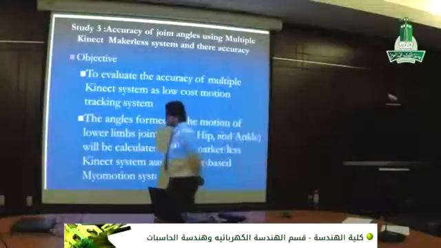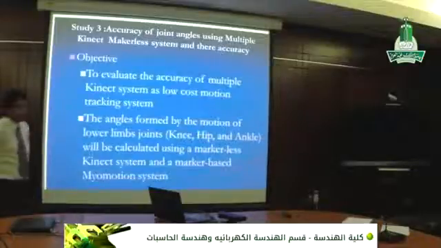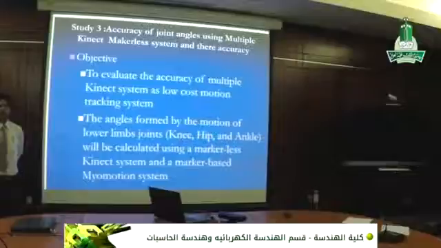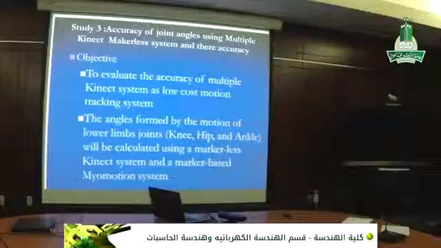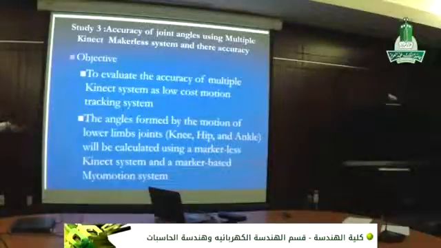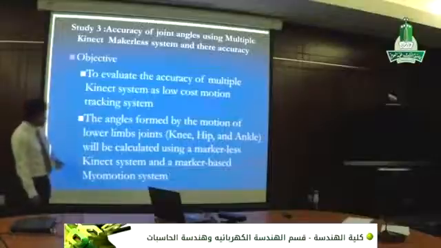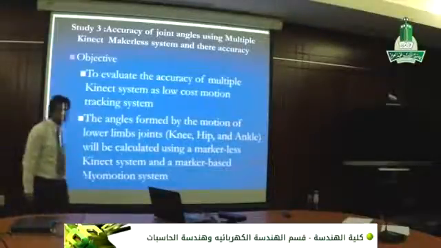There is a third study that we conducted for this topic: accuracy of joint angle using multiple Kinect and a marker-based system. This was one of the main features for deciding on this project. We wanted to see whether, if we use 2 or more Kinects, we get better results, or whether it can help track the subject in a much more precise manner. The objective of this study was to evaluate the accuracy of a multiple Kinect system as a low-cost motion tracking system. The angles formed by the motion of the lower limb joints, that is knee, hip and ankle, will be calculated using a marker-less Kinect system and a marker-based Maya motion system.